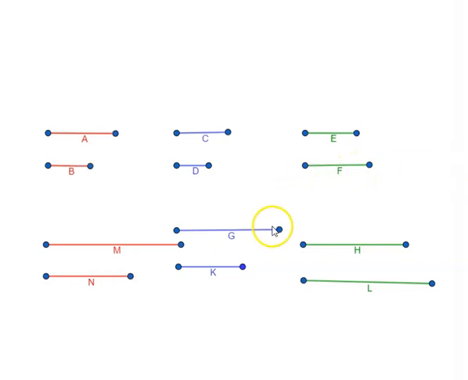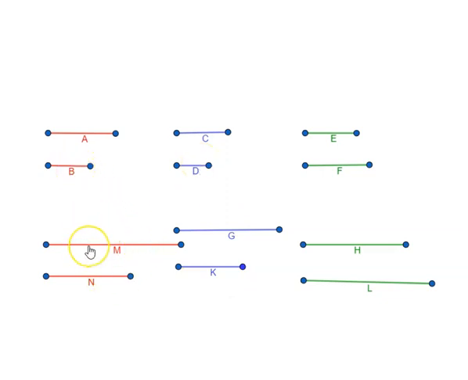Now G and H we draw as equimultiples of C and E, and we draw K and L as equimultiples of D and F, such that G is greater than K but H is less than L. Based on this, we draw M such that G is to C equal to M is to A. So we maintain the ratio of G is to C when we are drawing M with respect to A. Similarly, we draw N such that K is to D equal to N is to B.